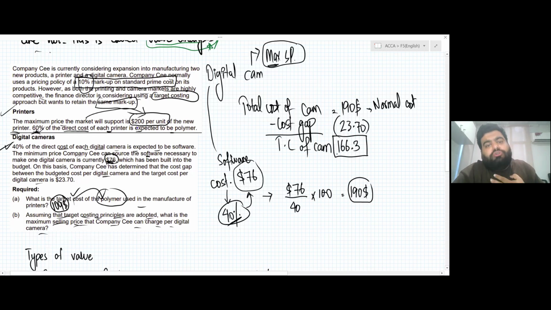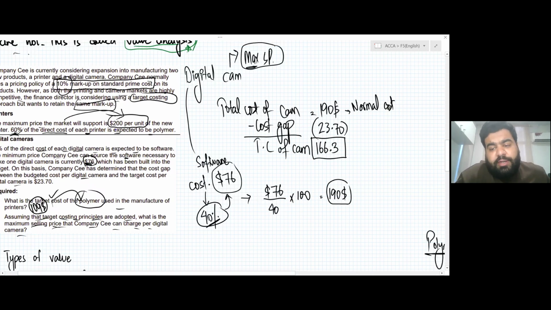190 was our cost, not the target cost. So for that, he has given you the cost gap. I have just deducted that cost gap, because we have to deduct the cost gap from the normal cost to reach the target cost. So the target cost is 166. If he's asking for the target cost, this is the answer.